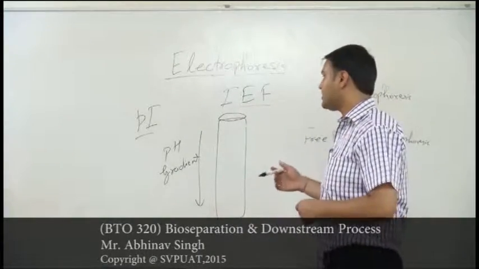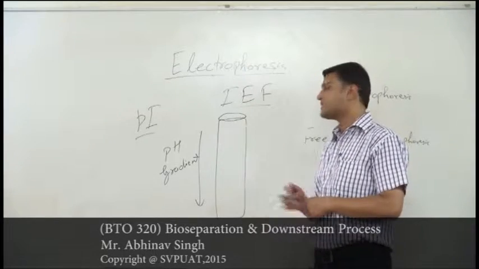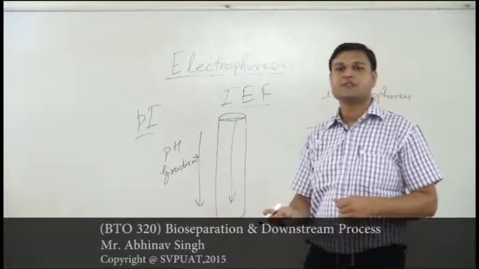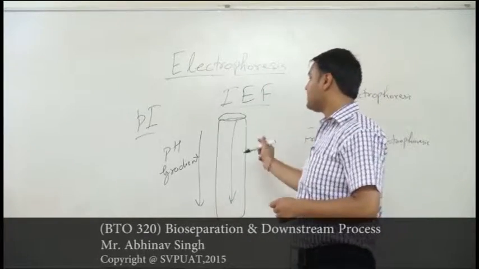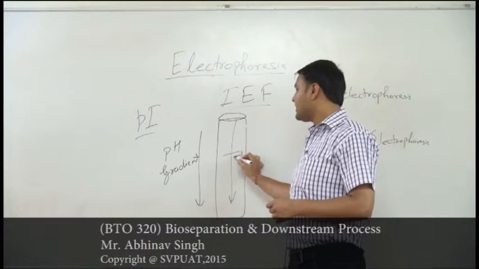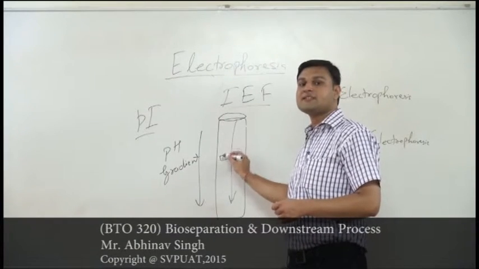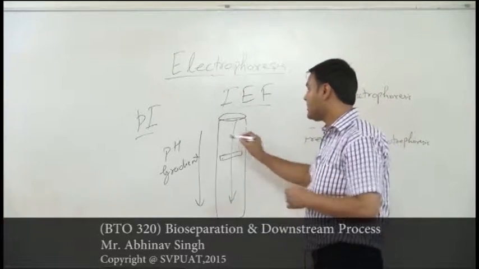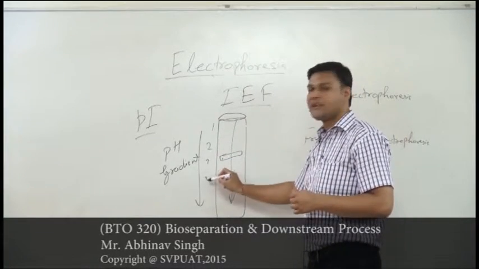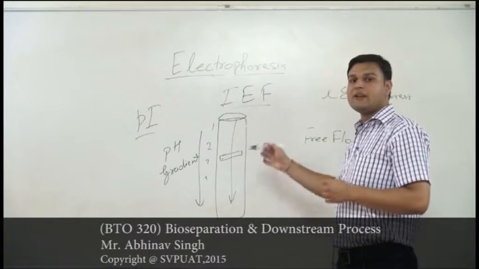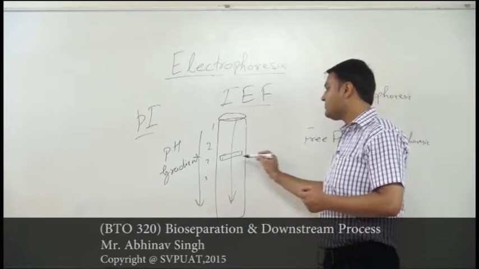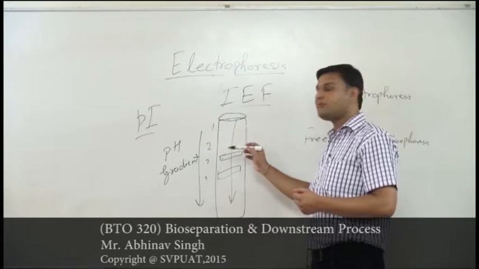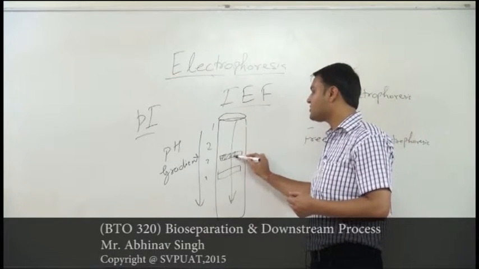Once the material of interest is set up on this system, it will try to sink down. During its settling into the system, the molecules present in our sample will settle at a position where the pH is equivalent to their own pH on this gradient. Suppose we have pH 1, 2, 3, 4 like this. If the molecule has its pI value at pH 4, it will settle over here. If its pI value is 3, then it is going to settle over here.